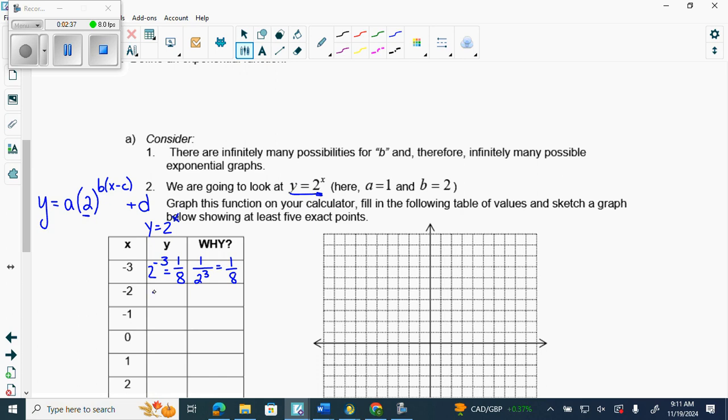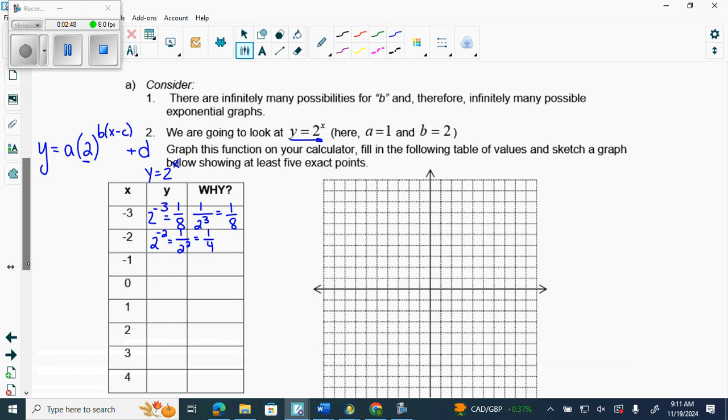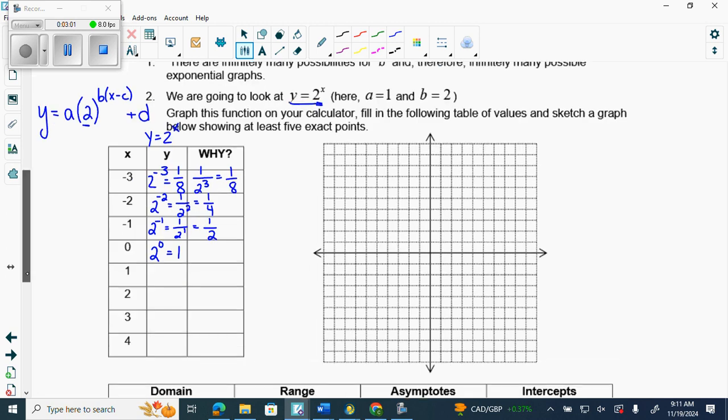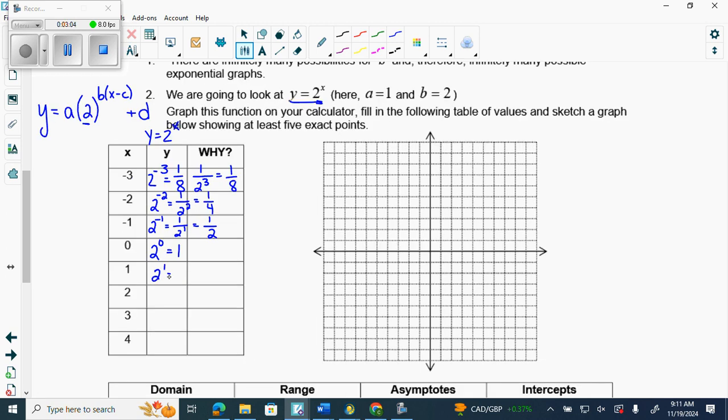This one would be base 2 to the negative 2, which is the same as 1 over 2 squared, which is the same as a quarter. This would be 2 to the negative 1, which is 1 over 2 to the 1, which is a half. What's anything to the power of 0? 1. There I'd get 2 to the 1, which is 2. 2 to the 2, which is 4. 2 to the 3, which is 8. And then 2 to the 4, which is 16.